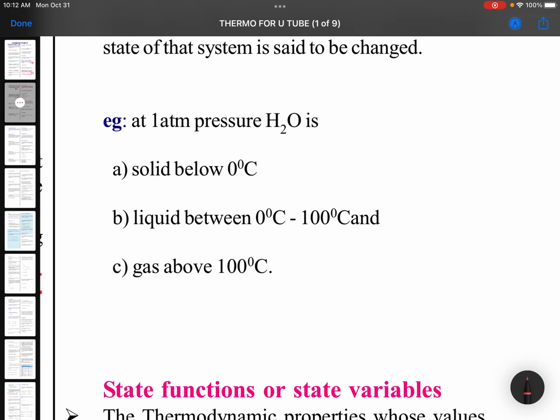For example, at 1 atmosphere pressure, water is solid below 0 degrees Celsius, liquid between 0 and 100 degrees Celsius, and gas above 100 degrees Celsius. Pressure you are keeping constant. Now, at 1 atmosphere pressure, temperature below 0 means solid state, 0 to 100 means liquid state, above 100 means gaseous state.